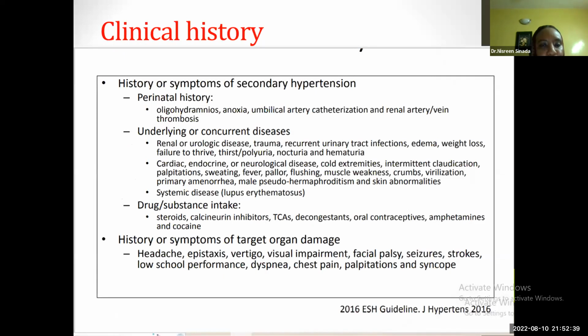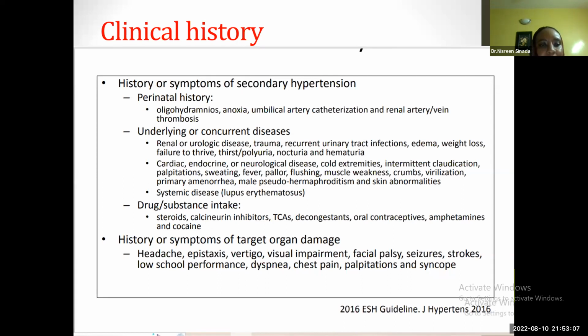Clinical history. So you should go to the history of secondary hypertension. You ask from the prenatal history: oligohydramnios, anoxia, umbilical artery catheterization, renal artery or vein thrombosis. Or you also ask about underlying or concurrent disease like renal, urological disease, trauma, recurrent UTI, edema, weight loss, failure to thrive, thirst, polyuria, nocturia, hematuria.